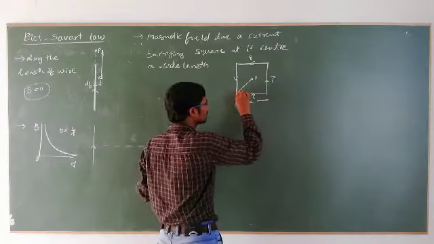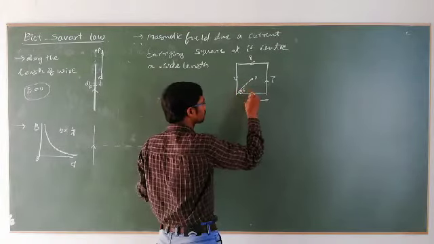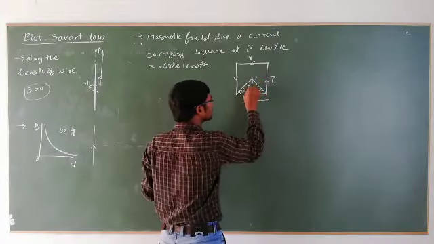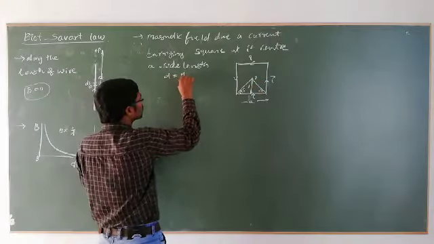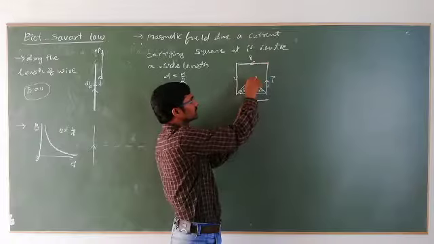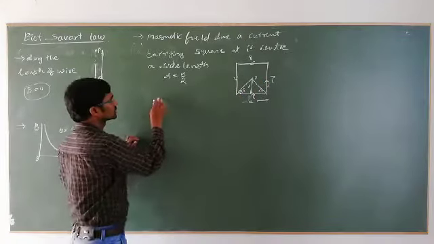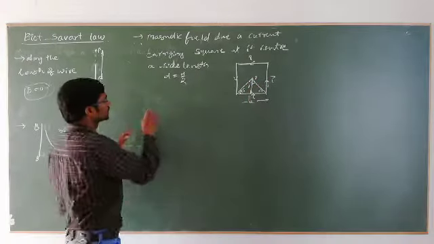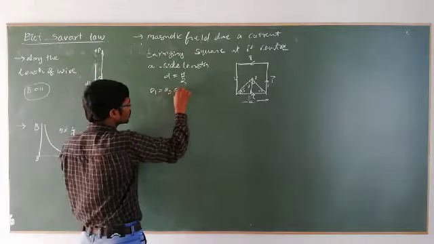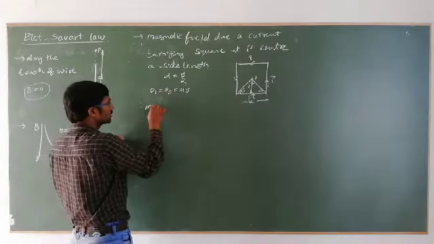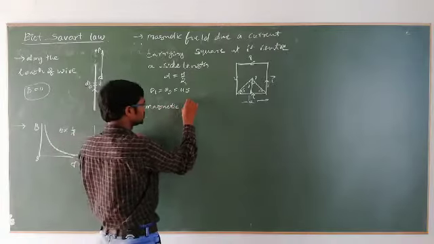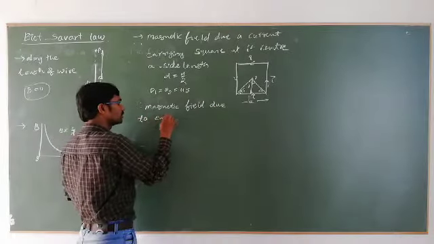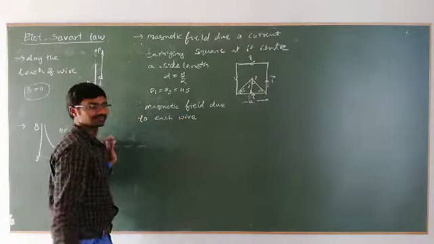So let me take a point P, which is at a distance D from this O. But look at this one, dL and D, the current element and that distance, are parallel to each other. Then what would be the magnetic field? dB = (mu naught by 4 pi) I dL sin theta by r squared, and sin 0 is 0. Therefore, the magnetic field in the direction of the wire, along the length of the wire, is equal to 0.